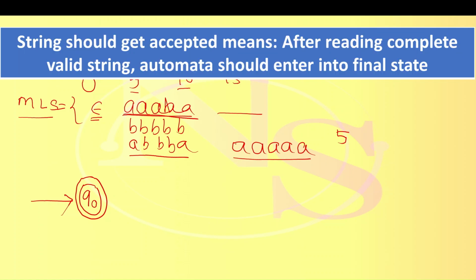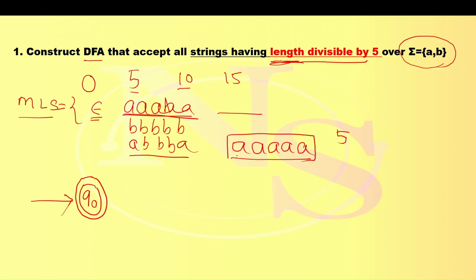It means that by reading this string, the automata should reach the final state. As we know, one state reads one symbol at a time. So Q0 is reading the first a. A single a should not get accepted, so the automata is going to the state Q1. The second symbol is a. Q1 is reading the second symbol. A length 2 string should not get accepted, so the automata is going to a non-final state.